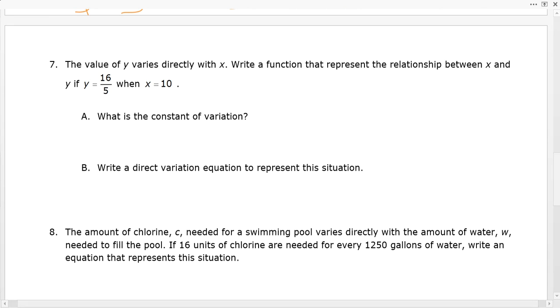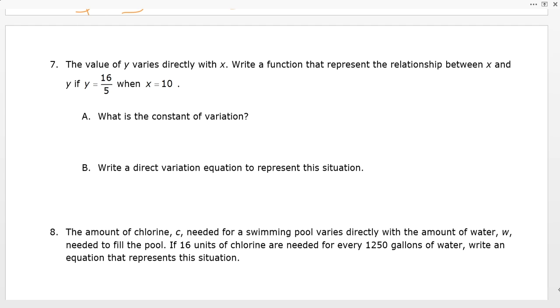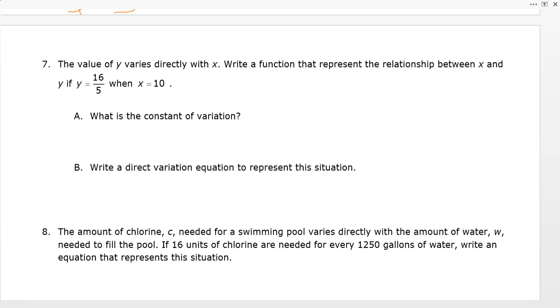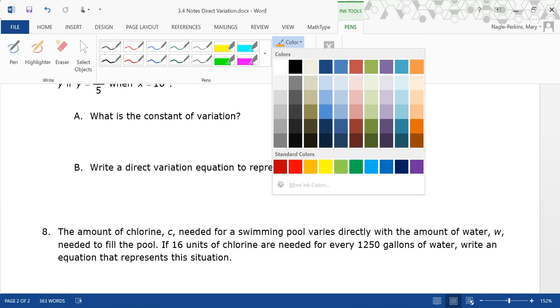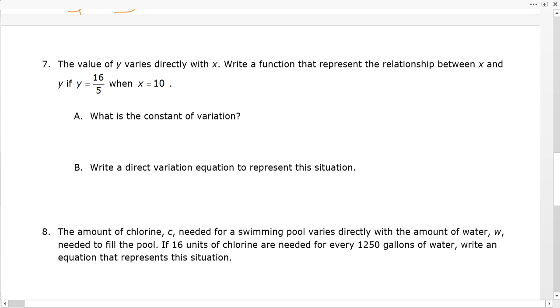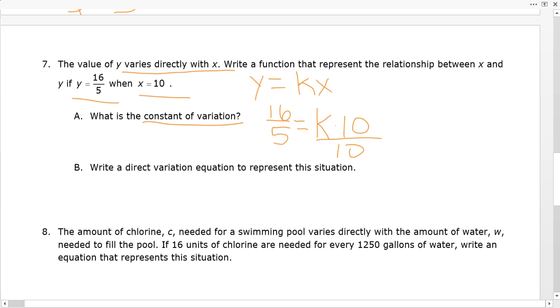Okay, so my pen isn't working. Let's try that again. Okay, we know that y varies directly with x, so we're going to have y equals kx. If we have y and x, we're going to use those to solve for k. So we're going to have 16 over 5 equals k times 10. Divide both sides by 10.